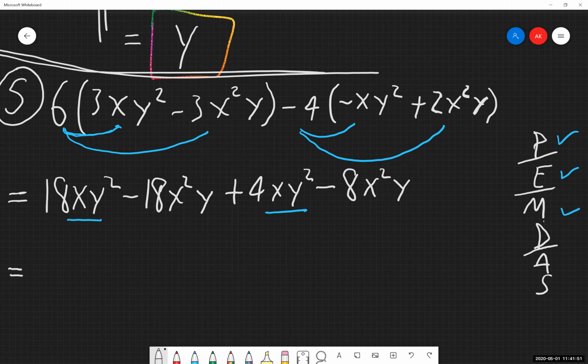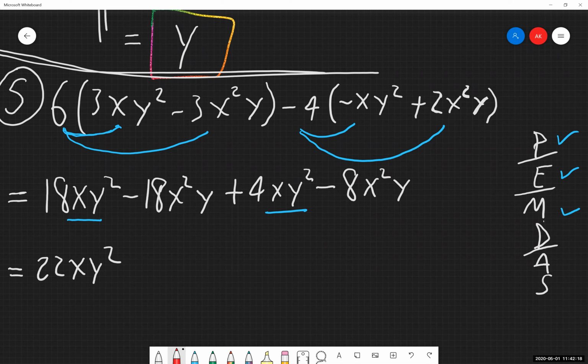And again, when I'm combining like terms, the variable parts stay the exact same. The coefficients are the only ones that are going to be changing when we add those together. So 18 plus 4, that's going to give me 22. And again, the variable part stays the exact same.